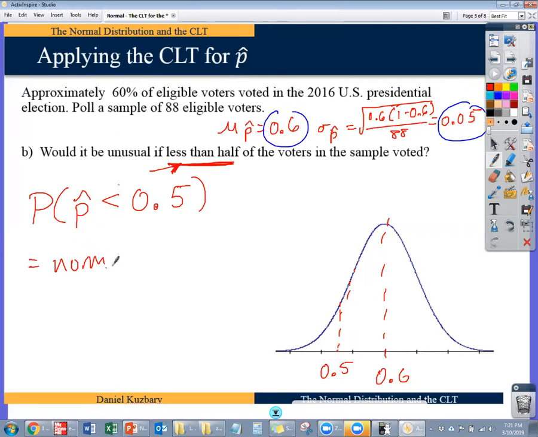So this is normal CDF. I need a left bound and a right bound. I'm doing less than 1/2, so my left bound will be negative 9999, and my right bound is going to be 0.5. The mean is 0.6, and the standard deviation is 0.05.